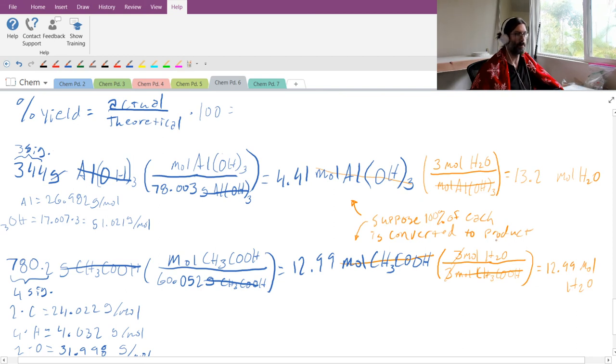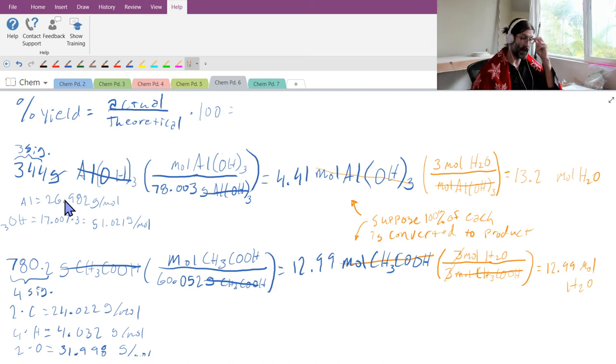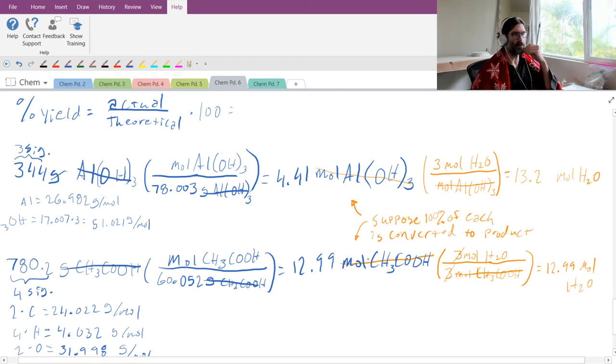All right, so two questions. What's our theoretical yield and what is our limiting reactant? Acetic acid, correct, is our limiting reactant. So what's our theoretical yield?